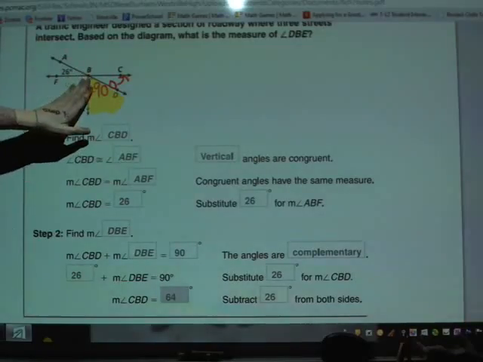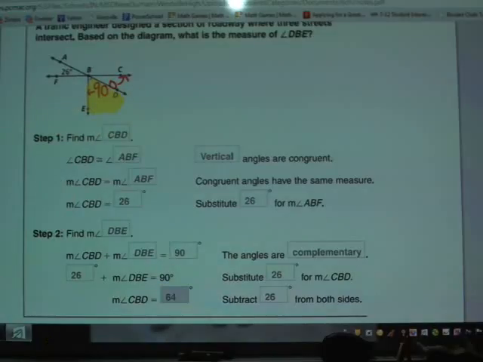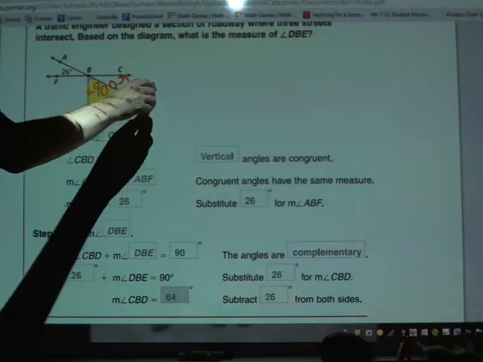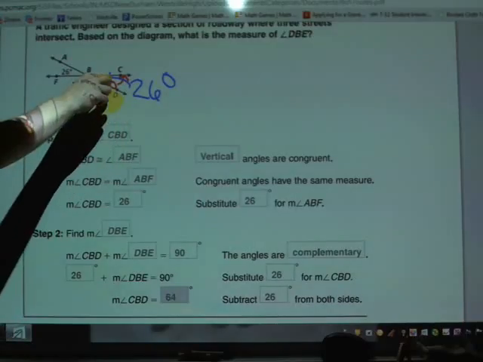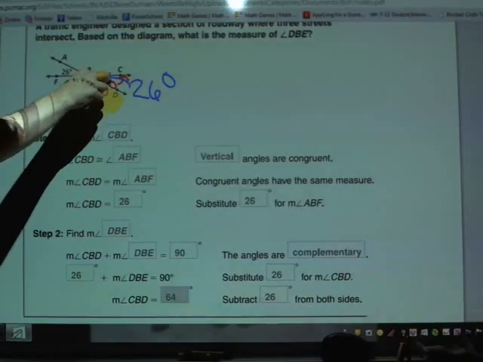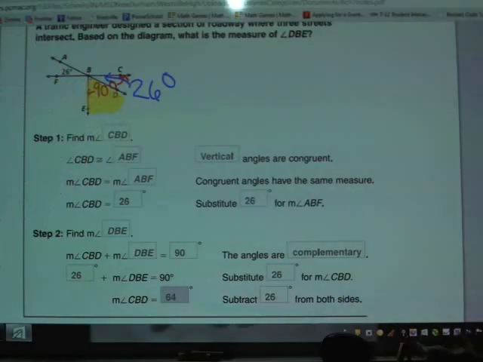Because if I forget that this line is there for a second, what you see is that X shape is being created there. And remember, that X shape refers to vertical angles, angles that are across from each other. And vertical angles, by definition, are congruent. So if I know this is 26 degrees, then this one is also 26 degrees. Well, that unlocks the whole mystery now, because I know that this entire angle is 90, and this little chunk here is 26, so I can figure out what this chunk is to make these two add up to 90.